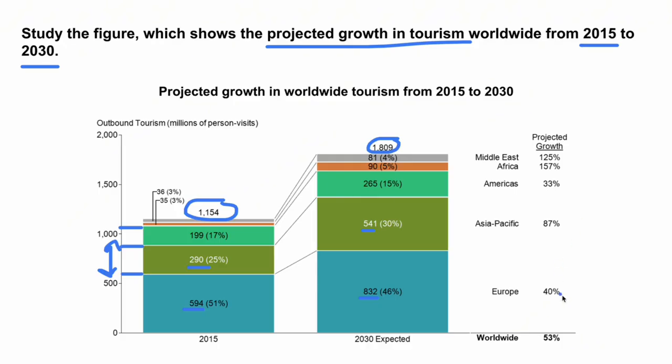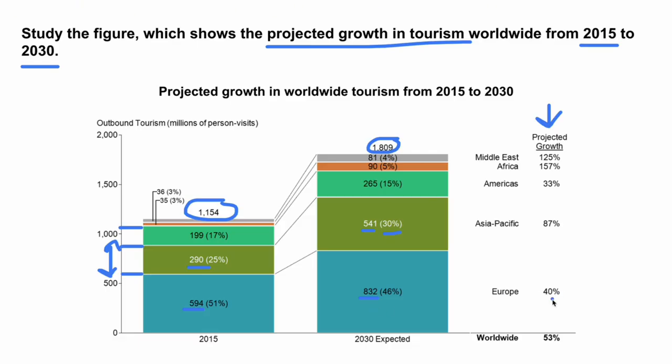Let's go on to this here. What does all these mean? So you see other kinds of percentage figures here, and these percentages differ from the percentage shown on the graph itself. Within the graph, these percentages are about the proportion of each year. So in 2030, Europe forms 46%. In 2015, Europe forms 51%. But if we look at here, the percentage of projected growth just means that between 2015 and 2030, the number of outbound tourists increased by 40%.